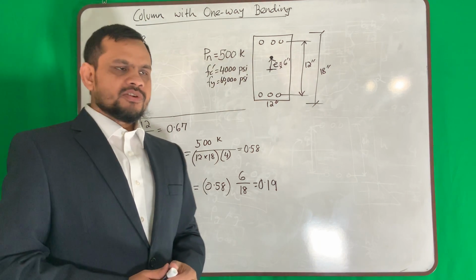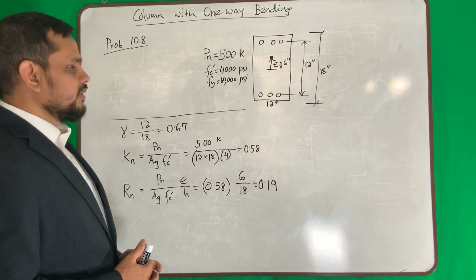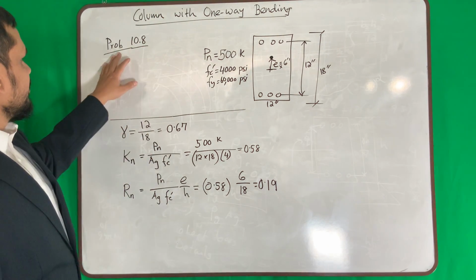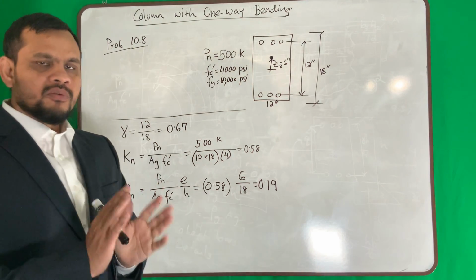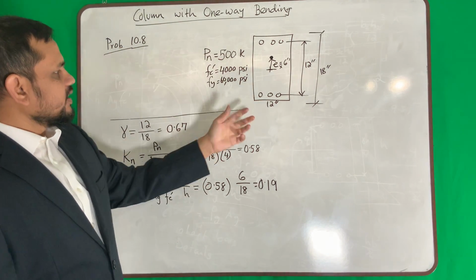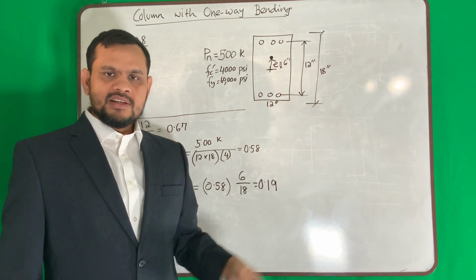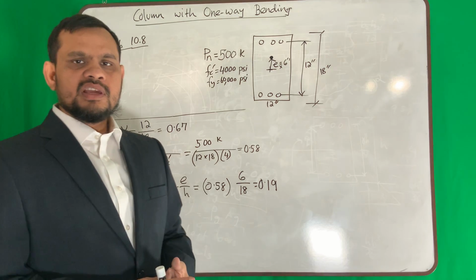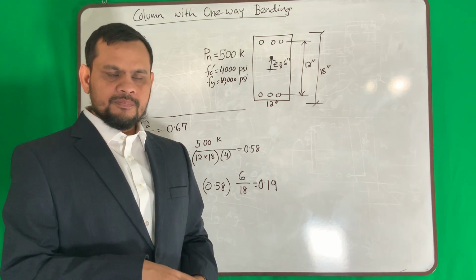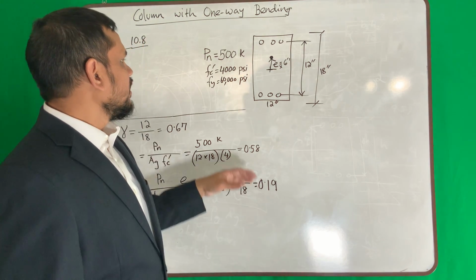And now I will solve a design problem from your book, problem 10-8. It is a column with one-way bending. That means only one-way bending in this column. And the section is 12 by 18. That is the initially assumed section, got it based on uniaxial load, uniaxial column design.